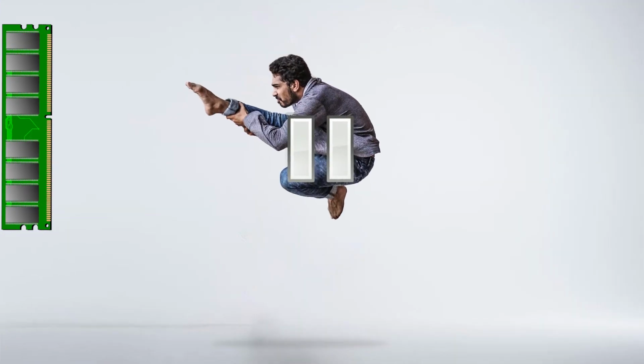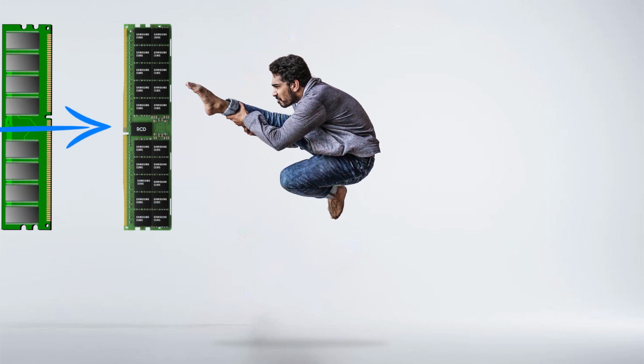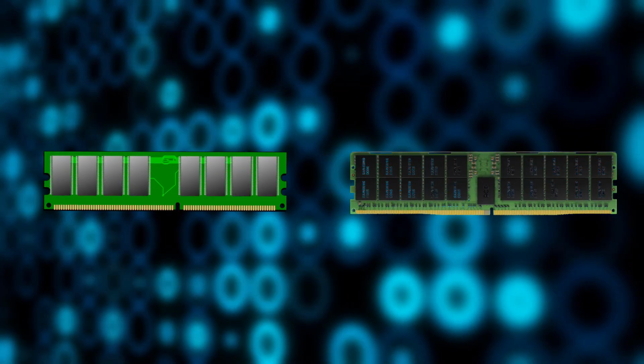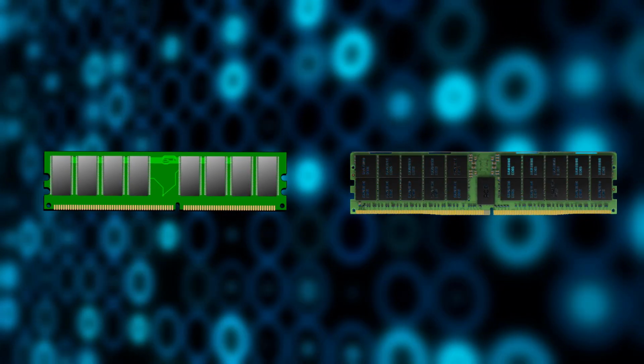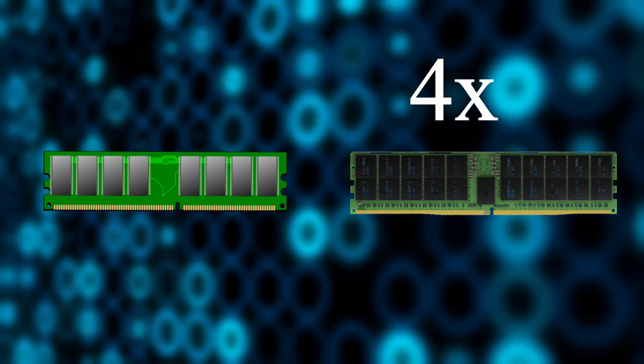Oh, before we jump in, DDR5 is not backward compatible with DDR4 because a DDR4 DIMM slot is physically different from a DDR5 slot. Anyway, the first thing I'm sure you're wondering about is capacity. Well, a DDR5 stick of DRAM can be up to 4 times more storage dense than a stick of DDR4 RAM.